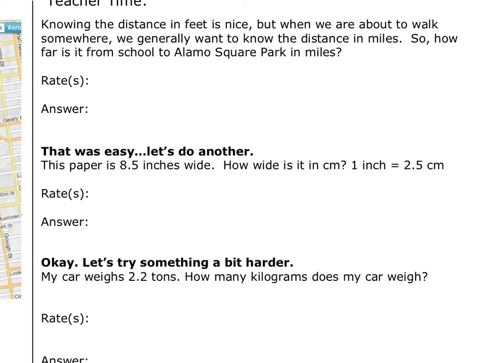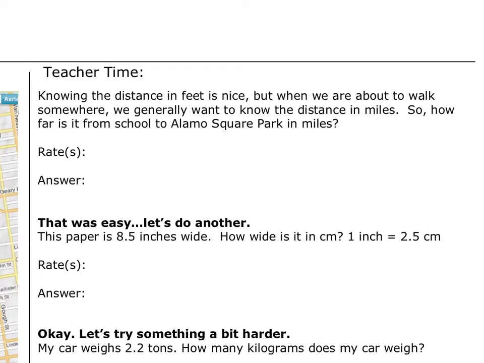We know how far it is in feet. So this problem would start with, we know it is 2,400 feet to Alamo Square Park, ASP. And since we know the distance in feet, when we want to walk somewhere, generally we want to think about it in miles. So feet and miles both measure the same type of thing, which is distance. They're just two different measures.